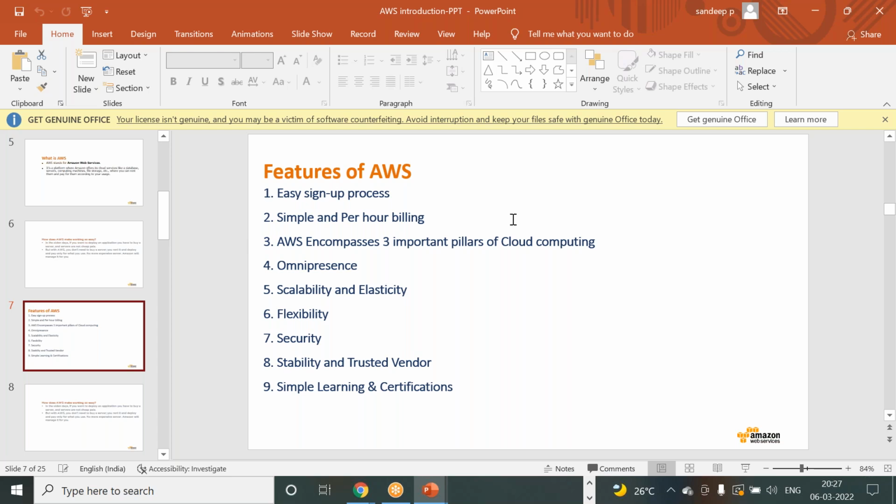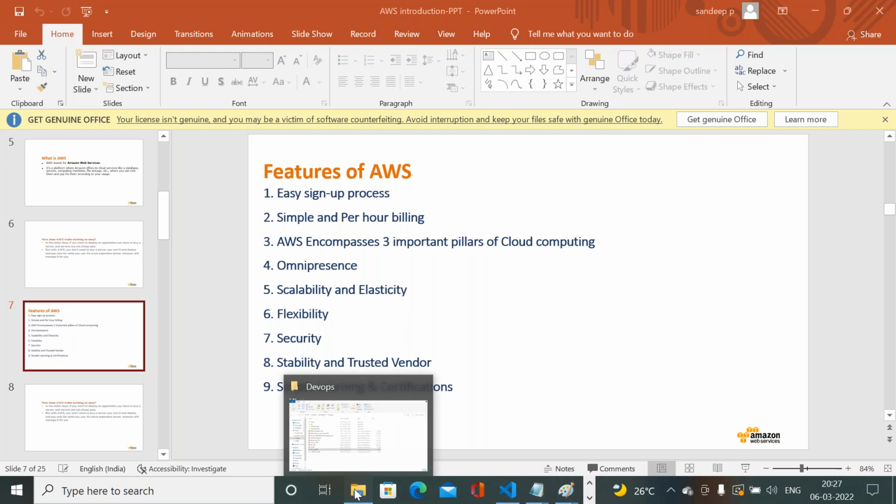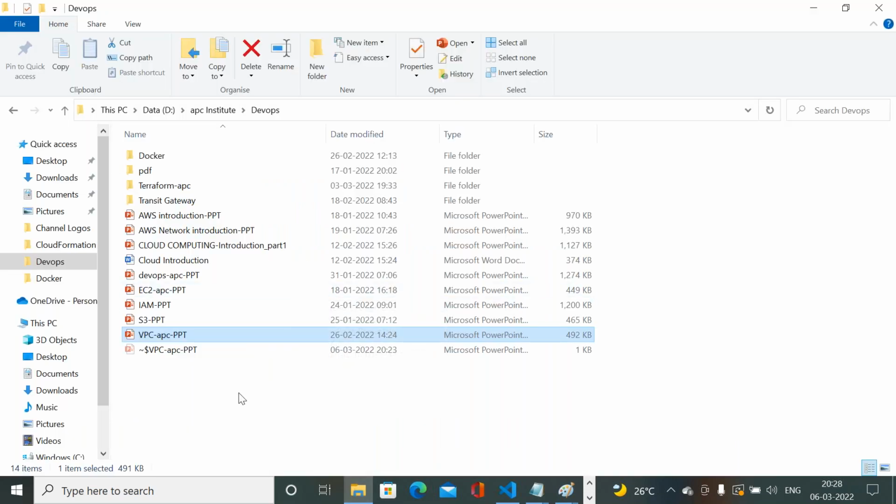Sandeep, you mentioned AWS encompasses three important pillars, right? Can you repeat those three pillars? Yeah, I'm going to cover that later. It consists of three types: public, private, and hybrid.